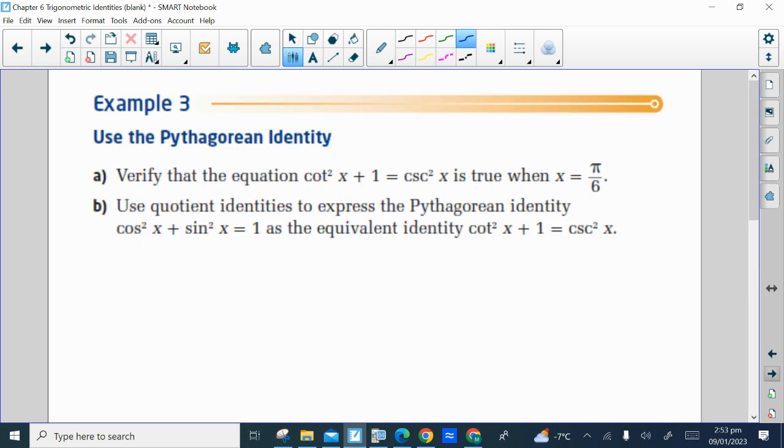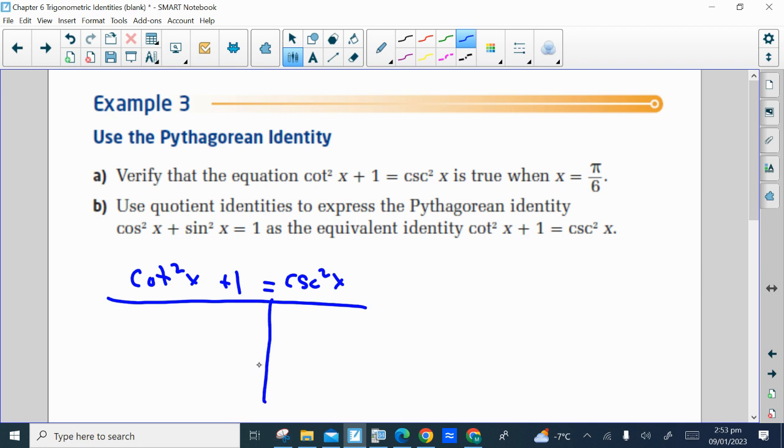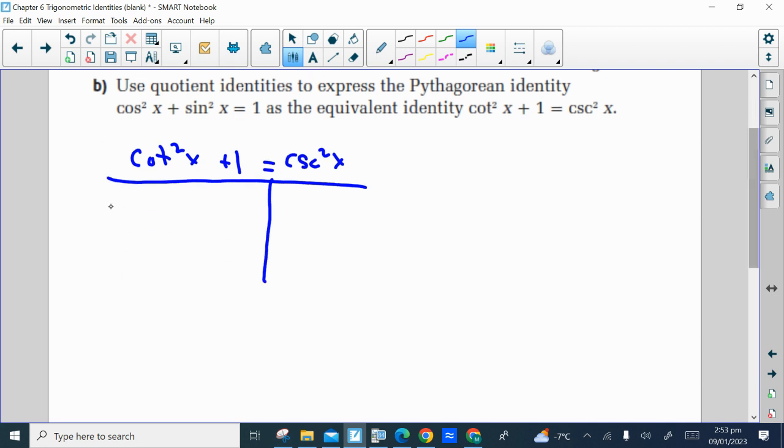So if we look on the next page, it's a different identity, or different equation. Verify that cotan squared x plus 1 is equal to cosec squared x. Verify that that is true when x equals pi on 6. So we've done some of this already. We start with the original expression. And in this case, we're going to let x equal pi on 6 radians.